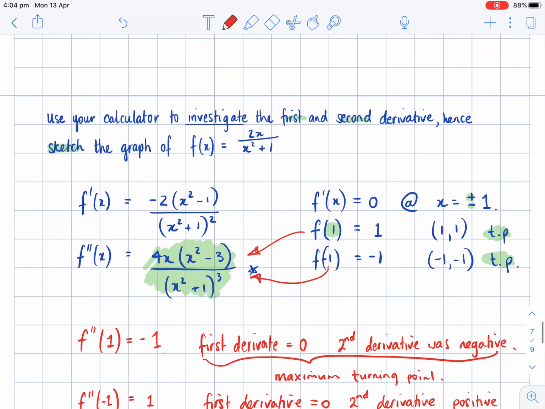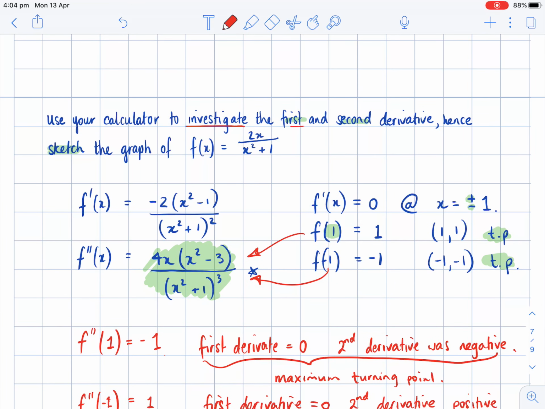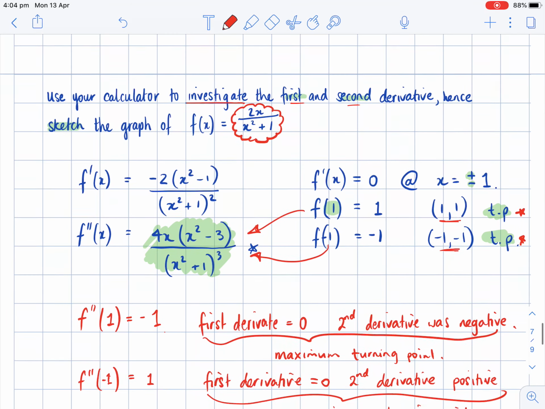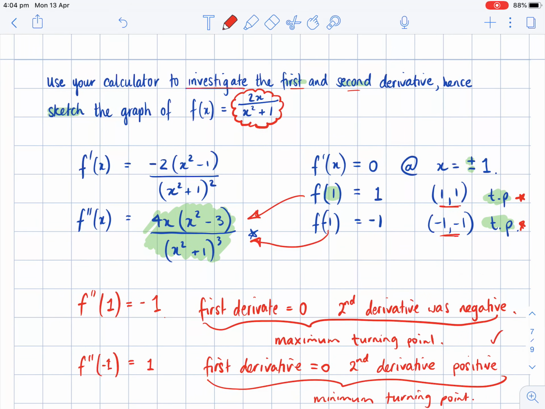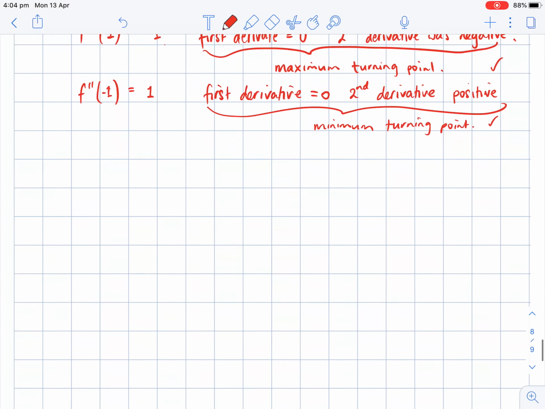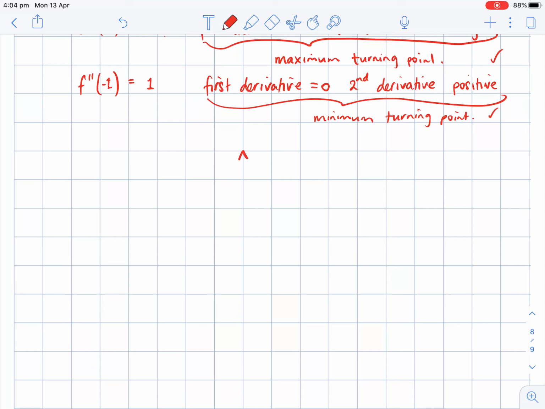Alright, so if we go back to our original question and we talk about investigating using the first and second derivative, what we've found with this expression here, now this is a bit different to what we've seen before, and what we've just discovered is that it has two turning points, 1, 2, there at these coordinates, and I know the first one is a maximum and the second one is a minimum. So when I go to sketch my graph, I've already got some information that I can start putting on it.